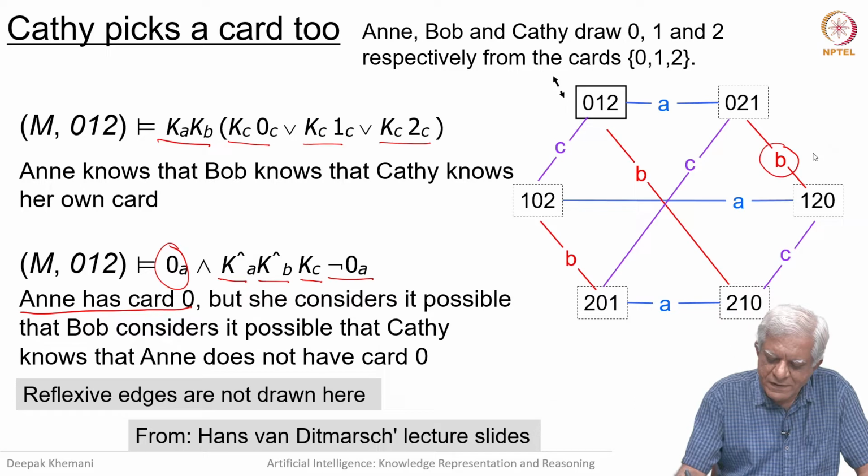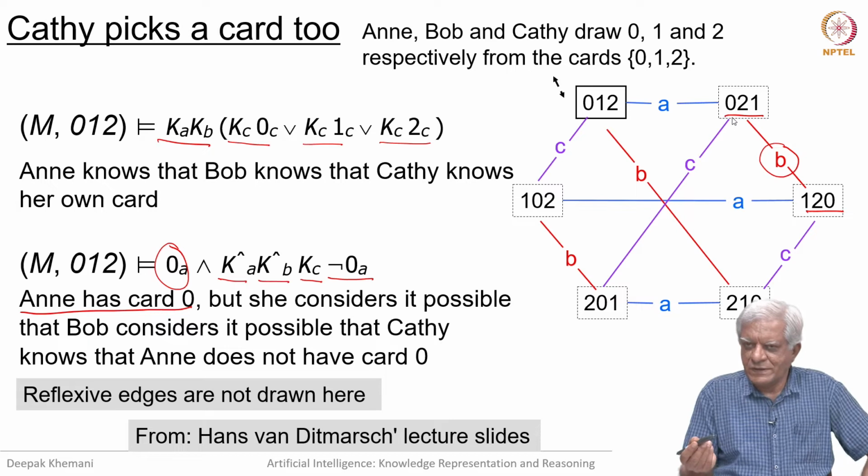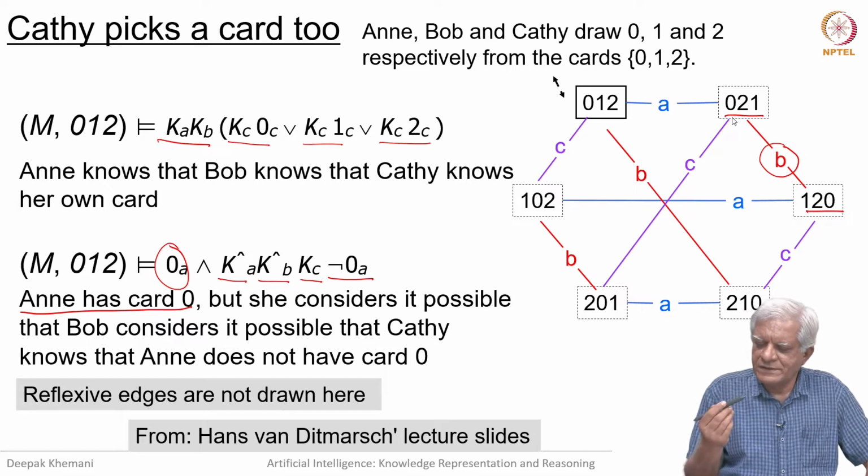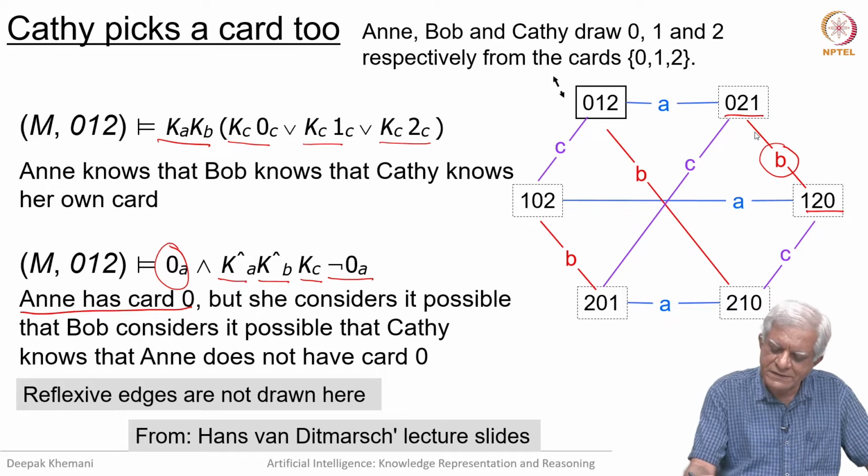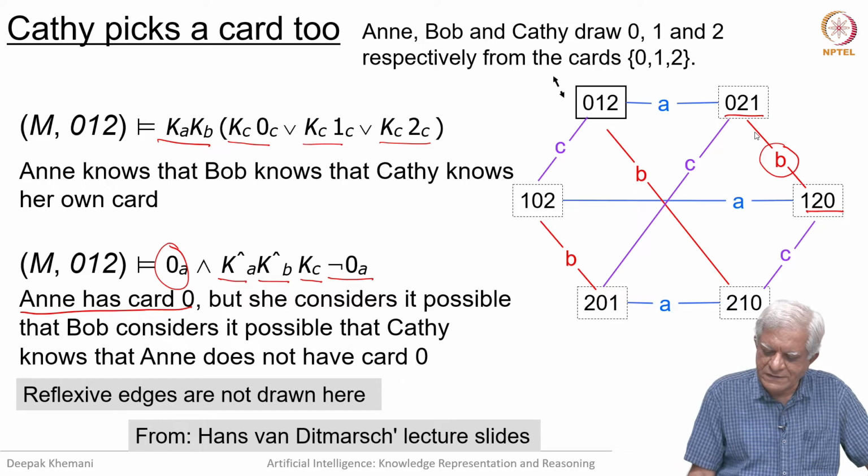agent B cannot distinguish between the world 0 to 1 and 1 to 0. Now, of course, agent B, which is Bob, is holding the card 2, but he does not know which of the other 2 is holding 0 and which of the other 2 is holding 1. So, he cannot distinguish between these 2 worlds, in which Anne is holding 0 and in which Anne is holding 1 essentially.